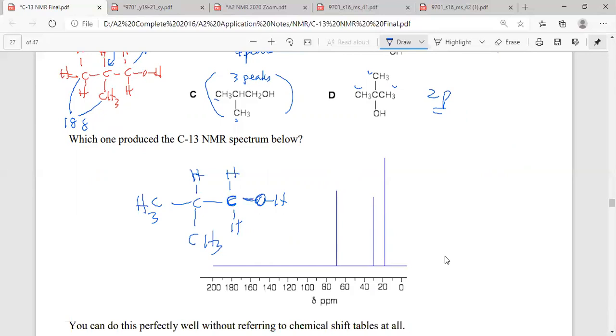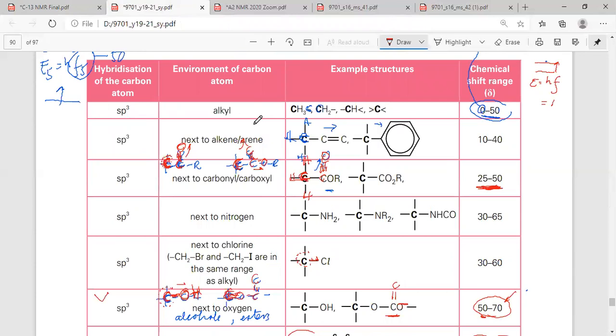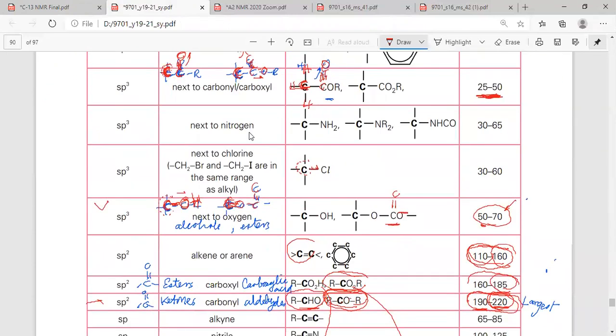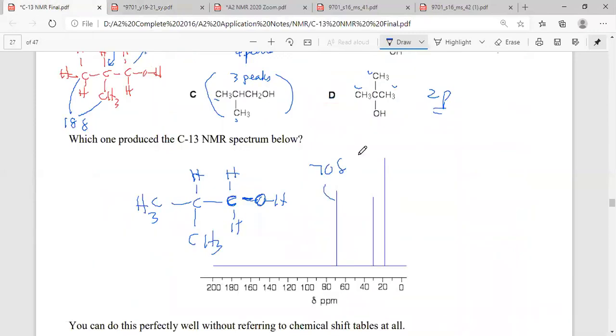Okay. This is alcohol. This is 70. Now check. Okay, alcohol, right? Where's alcohol? Alcohol is here. Okay, 50 to 70. Of course, if there's a carbon here, that means you get a higher shift. So this is the one here. 50 to 70. Of course, here we got 70. So this is the first one. This belongs to this carbon. Okay, this carbon here gives you the peak.